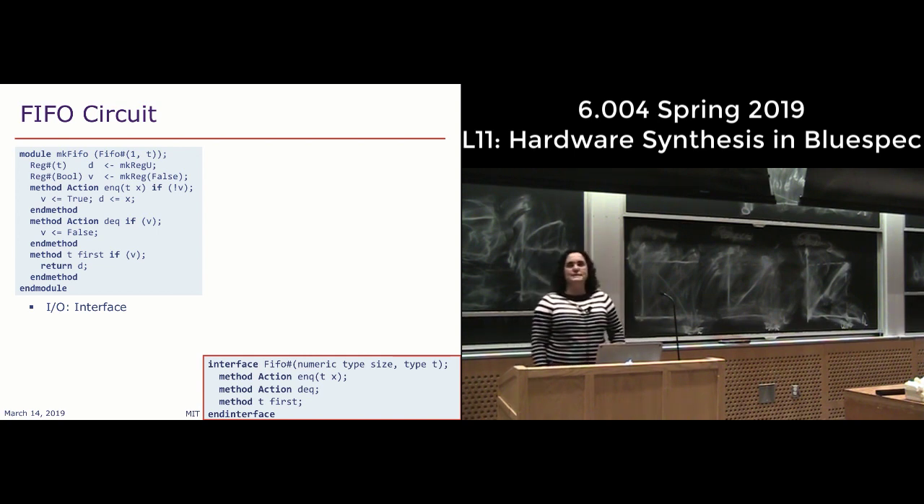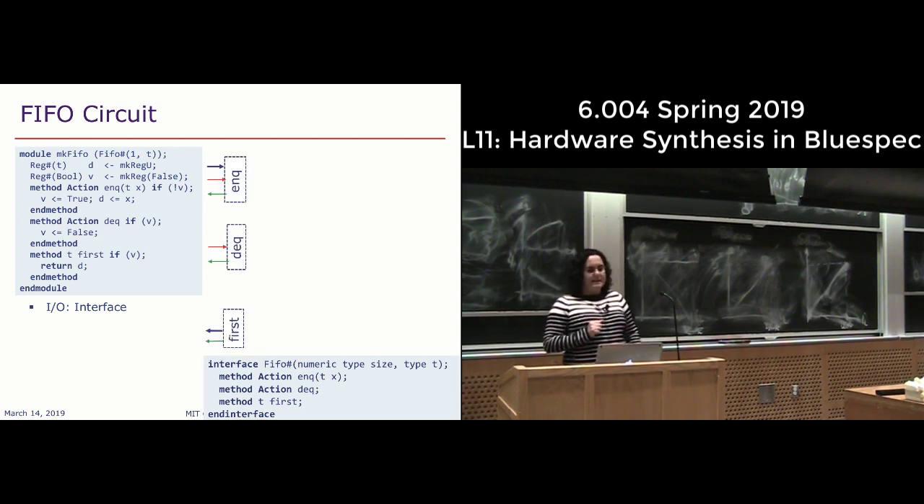All right, the first thing I'm going to do is look at my I/O interface. What does my I/O interface define? It defines the methods that are available to me in this module. Specifically, we've got an NQ method, a DQ method, and a first method. In addition, the interface tells me exactly what inputs and outputs are coming into this module, right? We said all modules have a ready signal.